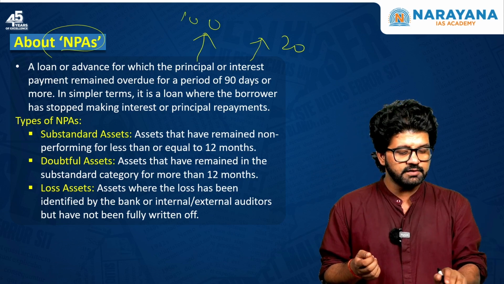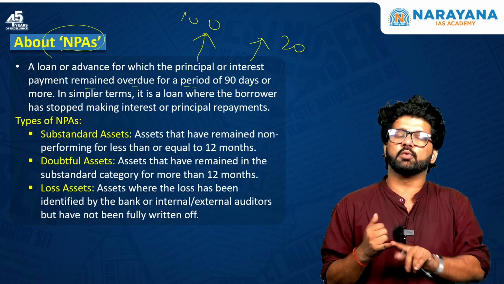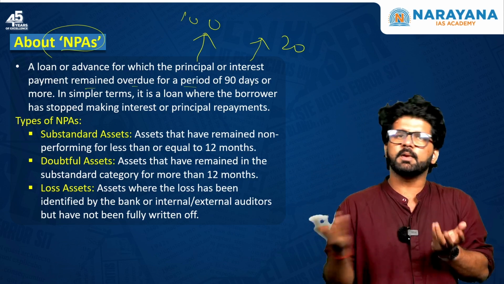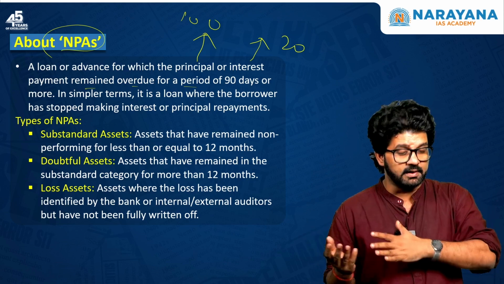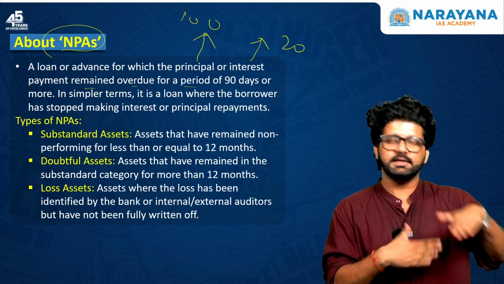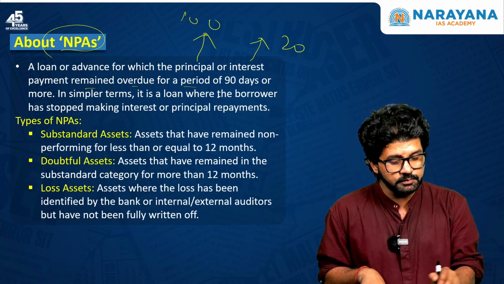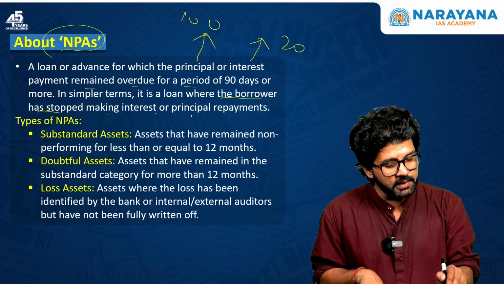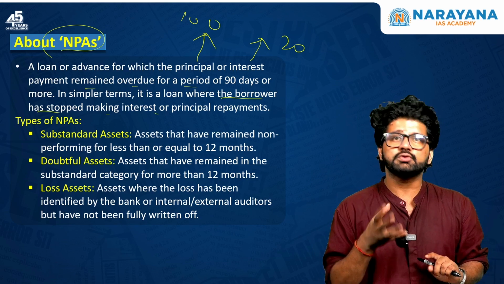So a loan or advance for which the principal or interest payment remains overdue for a period of 90 days or more. If you have not paid either the principal amount or the interest for 90 days or more, then it will be classified under NPA. And then again, based on how long you're not paying, it will be categorized into substandard asset, doubtful asset, or loss asset. In simpler terms, it is a loan where the borrower has stopped making interest or principal repayments. It's not again only about principal, it also involves interest.